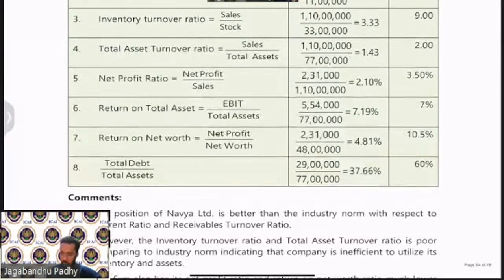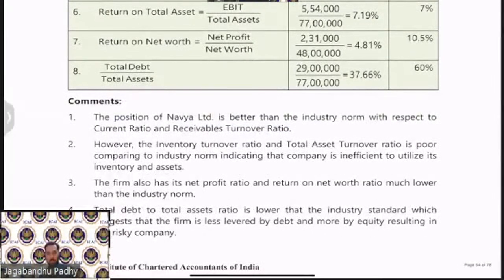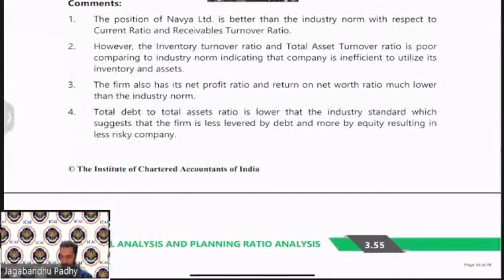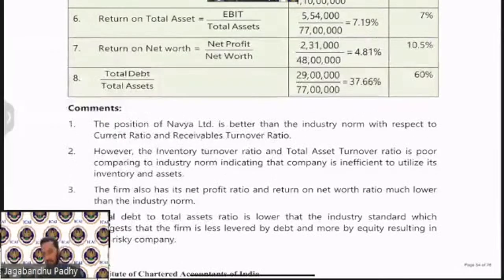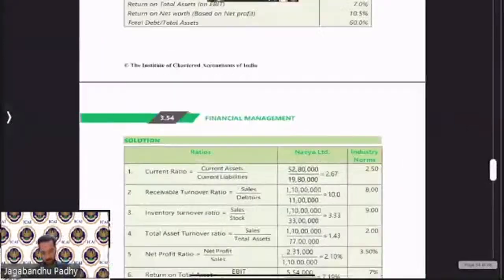If you look at net profit margin, it is lower than the industry norm. The total debt to total assets is lower than the industry standard, which suggests that the firm is less levered. It means the company is actually less geared. The company may be geared to a better extent if the rate of interest is lower than 7.19%. So as of now it's less risky, but if it can take debt and utilize the funds appropriately to generate higher returns, it will lead to better profitability. So these are the things that we have for ratio analysis.